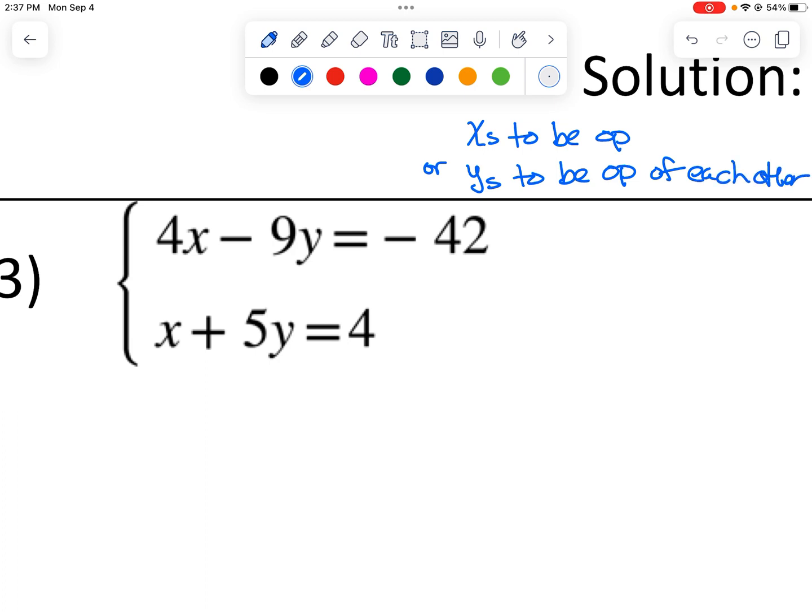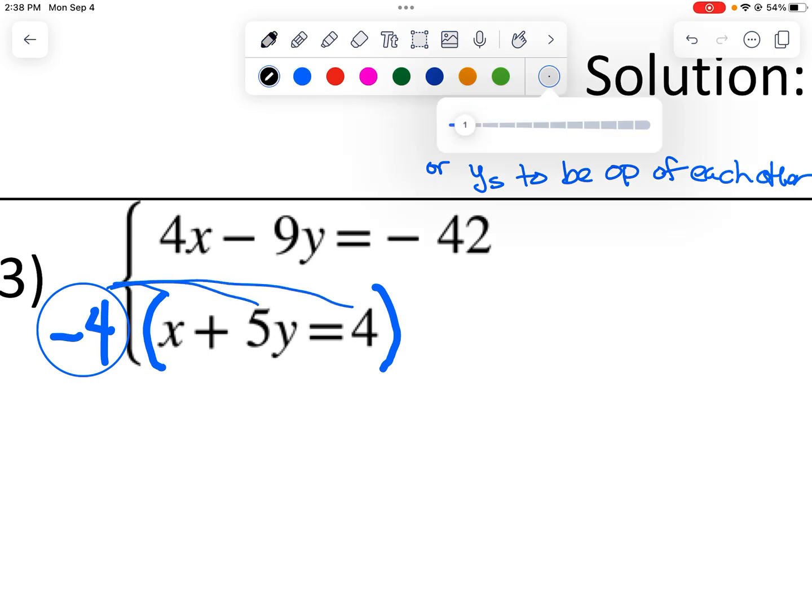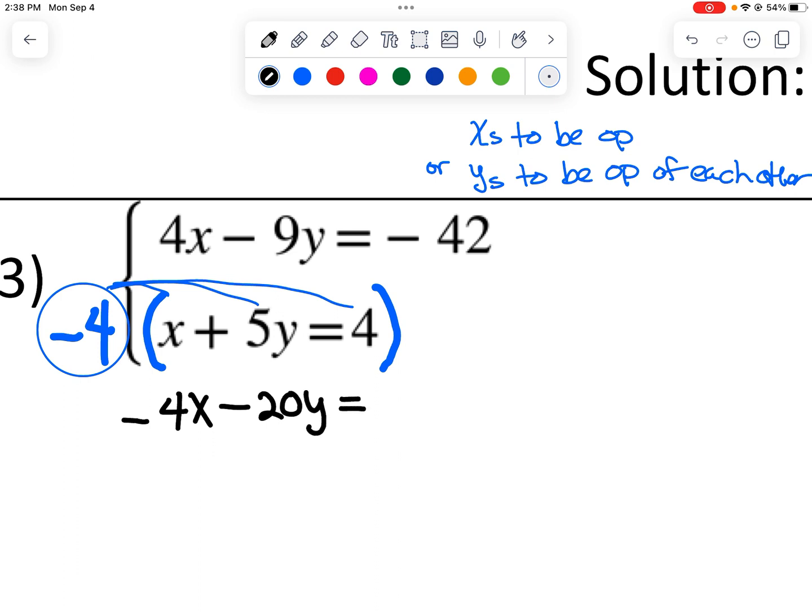All right? Now, there's a couple different ways to do that. Probably the easiest way would be to take this entire equation, make that bigger. We're going to take this entire equation and we're going to multiply it by negative 4. Watch what happens when we do that. If we do that, then we are going to take negative 4, and we're going to distribute it. Wow, that's really, really poor, Mrs. Leonard. We're going to take negative 4, and we're going to distribute it across the entire equation. That's going to give us negative 4x minus 20y equals negative 16.